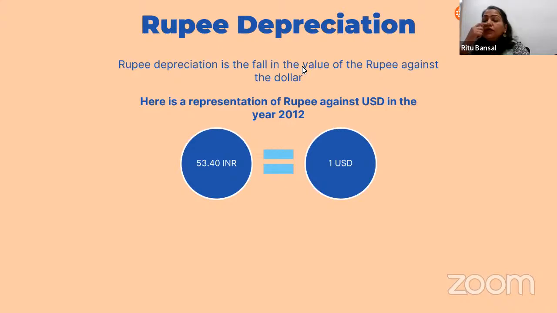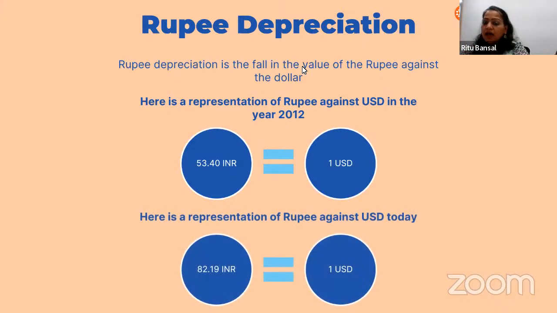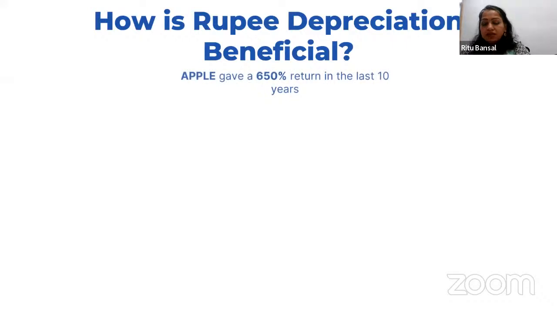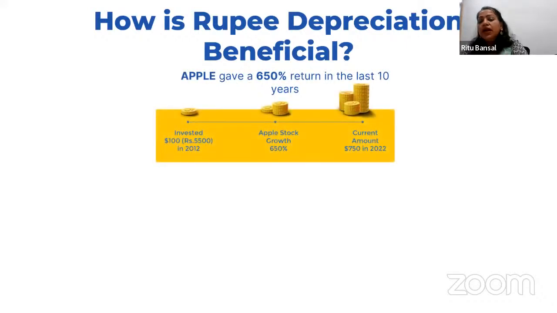10 years back, the rupee was at 53.40. And we've seen the US dollar where it is, about 82.19. On an average, the rupee has depreciated by almost 4.5% on a year-on-year basis. How does it impact your portfolio? Does it really add value? So here's an example. If you had invested in an Apple stock 10 years back, and you had invested $100, which is about 5,500 rupees at that point in time, in the last 10 years the Apple stock has grown by 650%.